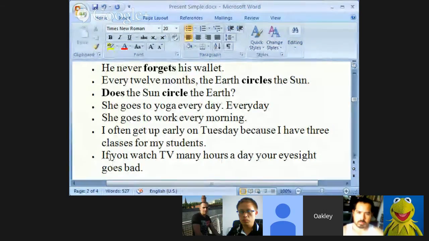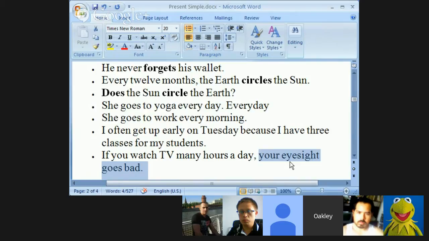Okay, this is interesting because, of course, you're using the if clause here. We have the subject noun and then the present simple, watch TV, in the present tense. We've got a little conditional sentence going on here. There should be a comma, right? Now this is fine. Normally we have the condition and then the result.